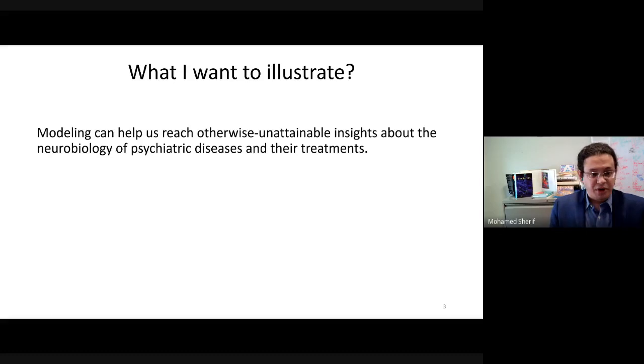What I want to illustrate during today's talk is that modeling can help us reach otherwise unattainable insights about the neurobiology of psychiatric disease and their treatment. A quick note about the otherwise unattainable: this changes depending on the technology. Something that is unattainable today might be attainable in 10 years. But for now, how to get such insights from patients as they are getting their treatment is the main thing I'm going to talk about today.